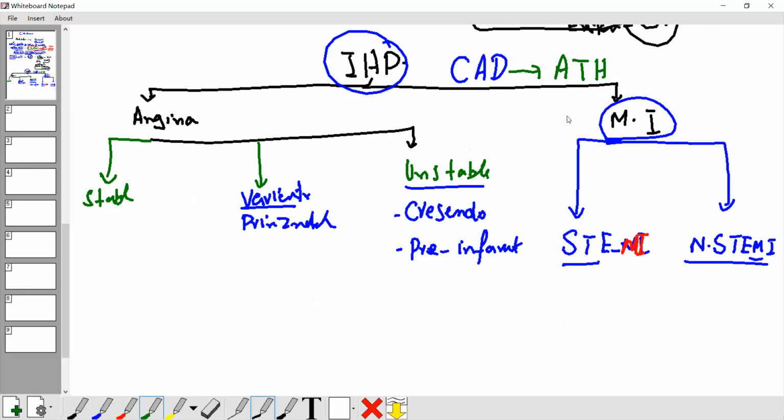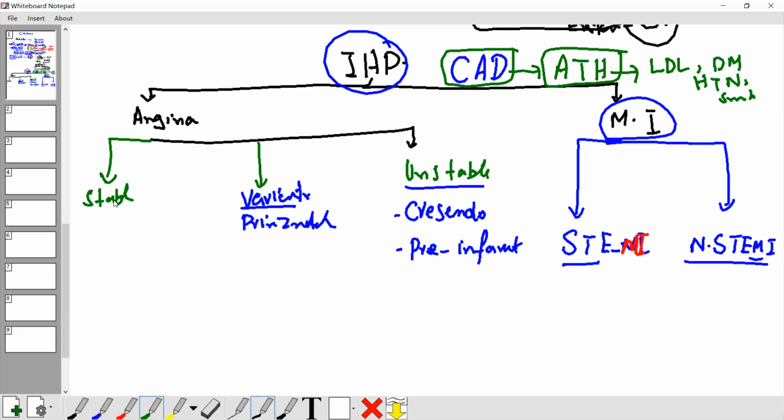Coronary artery disease is due to atherosclerosis. And atherosclerosis in your body, you have a very high level of LDL, you are a diabetic person, you have hypertension, you are a smoker. So all these causes lead to atherosclerosis, and atherosclerosis leads to coronary artery disease.